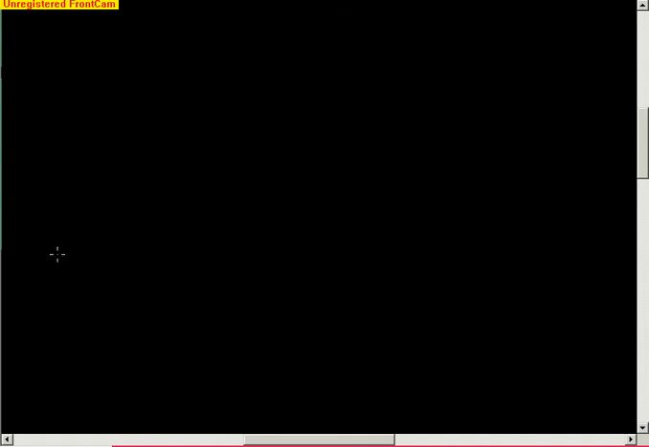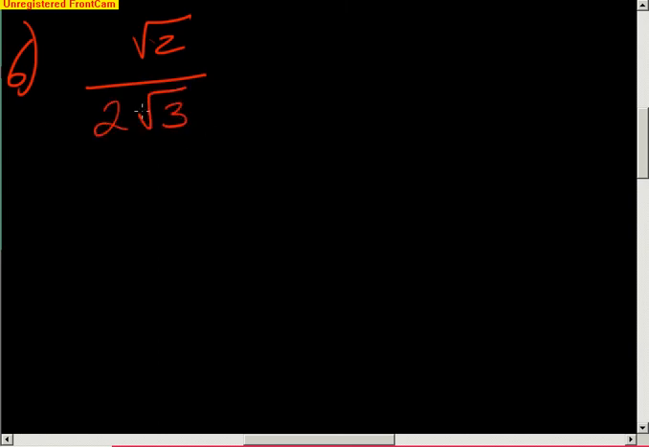We have another rationalizing the denominator question, and that would be question 6. Question 6, root 2 over 2 root 3. Now, there's nothing wrong with this 2 in the denominator, but I want to get rid of the radical 3 in the denominator. So I'm going to multiply by radical 3 over radical 3. All I'm doing is multiplying by 1. I don't change the value of this. I'm just going to change the way it's written out.